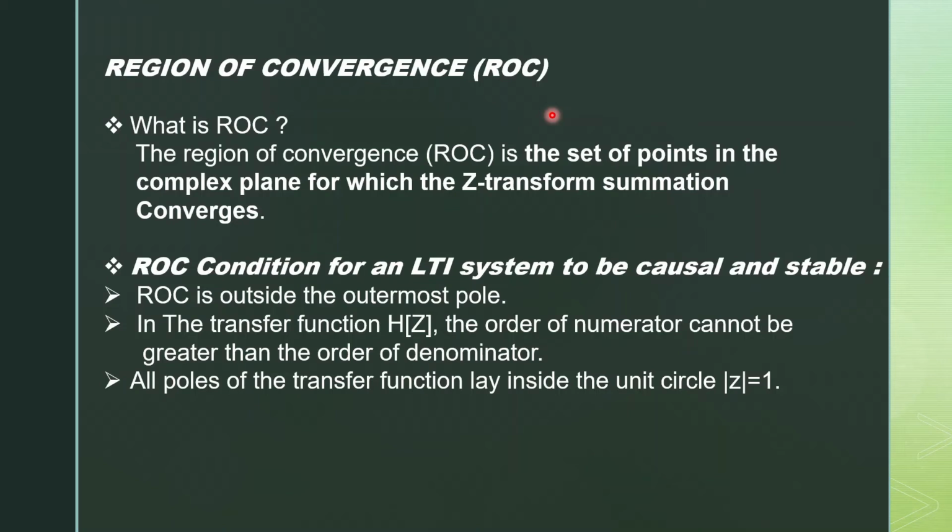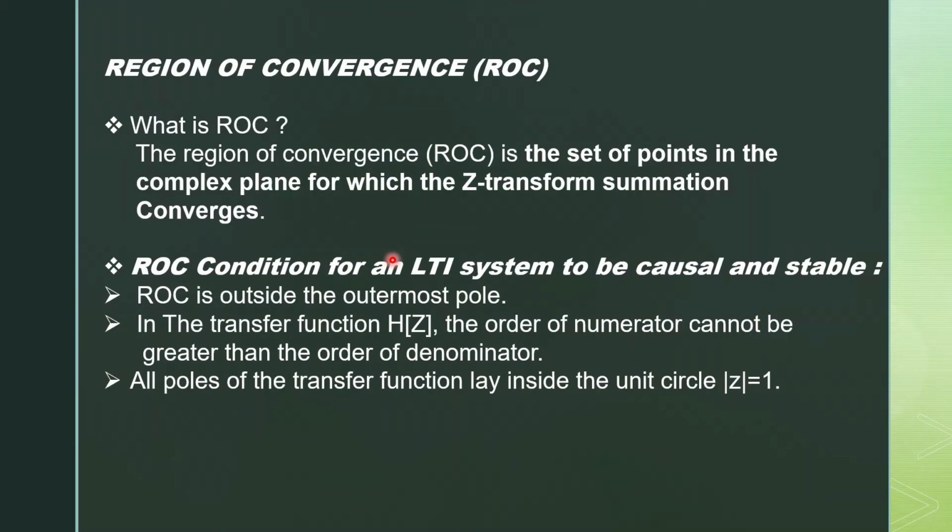Before solving the next problem, let's have a quick look at the topic, region of convergence. Let me tell you what is ROC, or region of convergence. The region of convergence is a set of points in the complex plane for which the Z transform summation converges. Through ROC, we can say whether a system is causal or not, or stable or not.